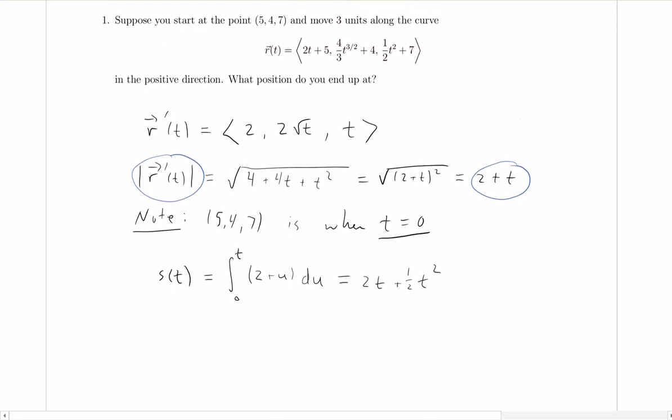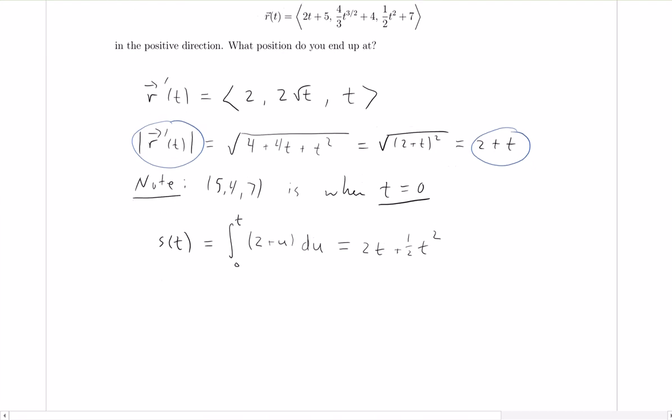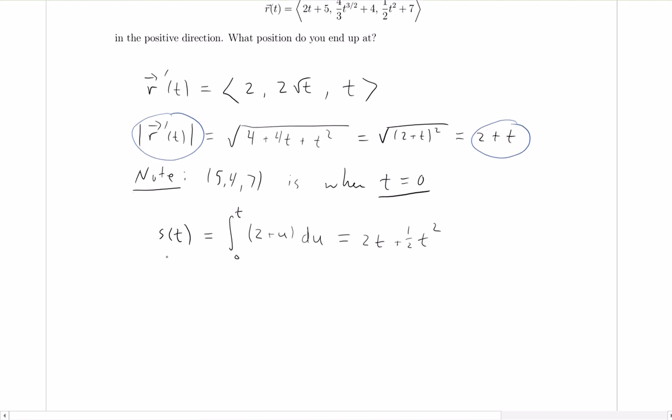So finally, let's look back at the question. We want to move 3 units. We want to find out how long it takes us to do that. So again, s is the arc length function. The value of s represents how far we've moved. And we want to move 3 units. So we want to answer the question, when is this function equal to 3?